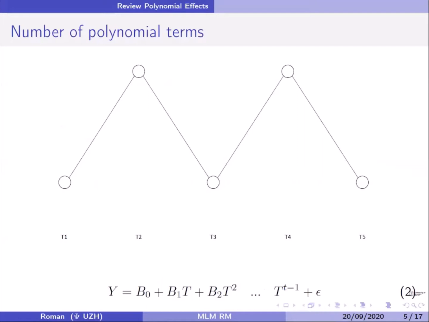But in theory, we can include t minus 1 polynomial effects, where t is the number of time points. So let's take a look at this. If I only have 2 time points, I can only estimate a linear effect. But if I have 3 time points, I can potentially estimate a quadratic effect. With 4 time points, I can estimate a cubic effect. At 5 time points, I can estimate a quartic effect. So you can only estimate at most t minus 1 polynomial effects in a regression model.